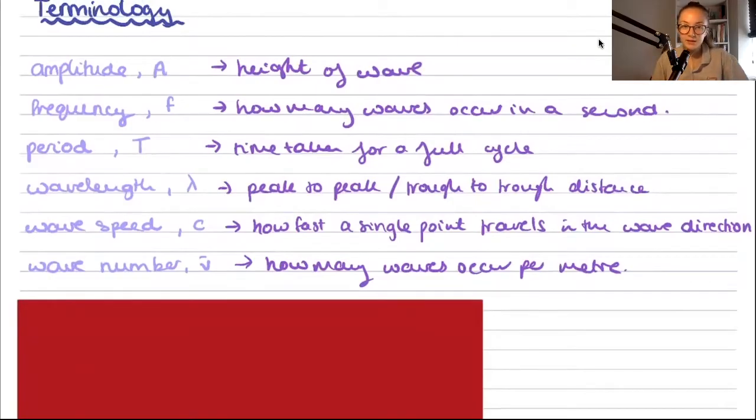So first term is amplitude, and I'm sure you're all aware it is the height of your wave. And then your frequency would be how many waves occur per second. And then your period is the inverse of the frequency, essentially, and it's the time that it takes for your wave to complete one full cycle. And next is your wavelength, which is the distance between peaks or the distance between troughs, but essentially the distance between 2 points of the same phase in your wave.